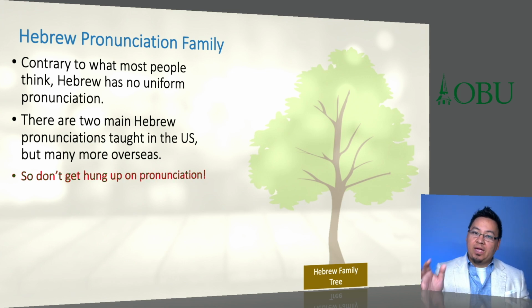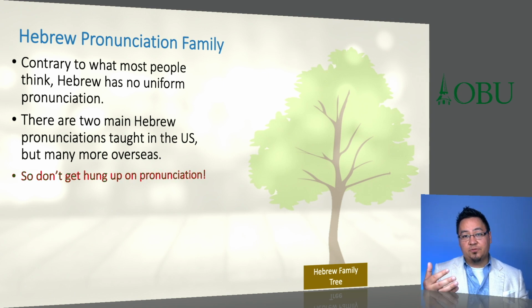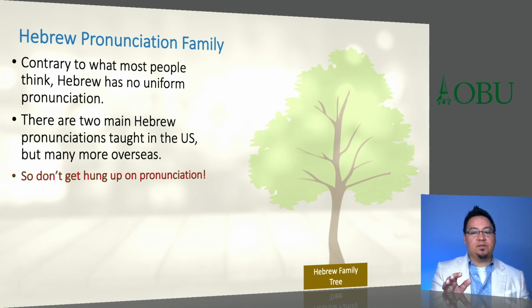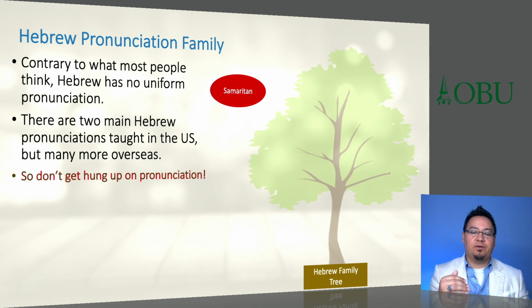Now, there are two main pronunciation types that we encounter here in the United States. One is Sephardic and the other is Ashkenazic. But I want to show you all the different types that are out there right now, and this is just a very basic version of it, and we'll talk about those that follow later.